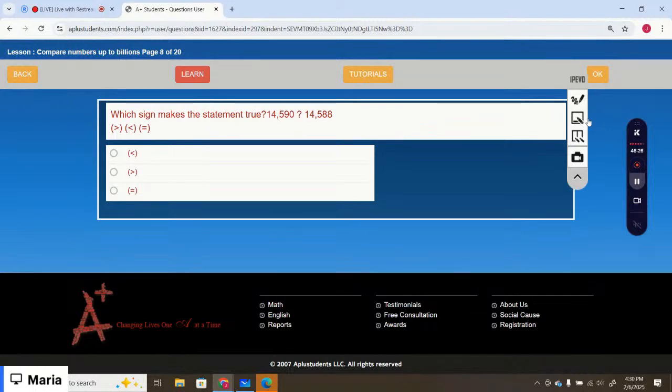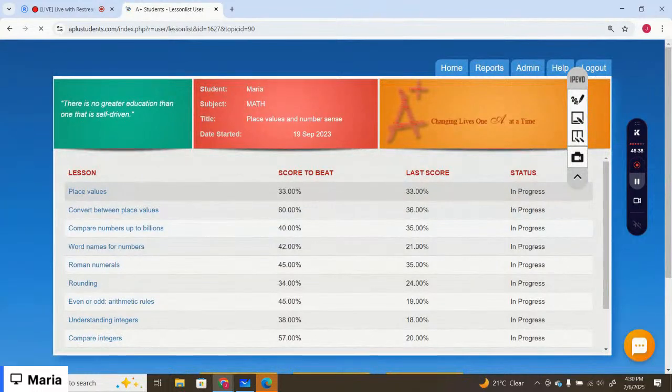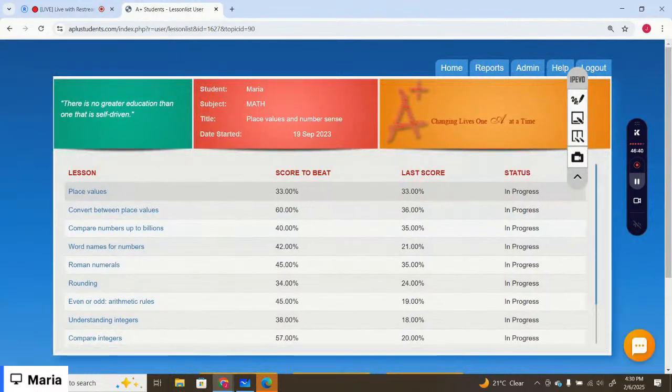Okay, you can complete the lesson by yourself later today. Let me just move on to the next lesson, that is word names for numbers.